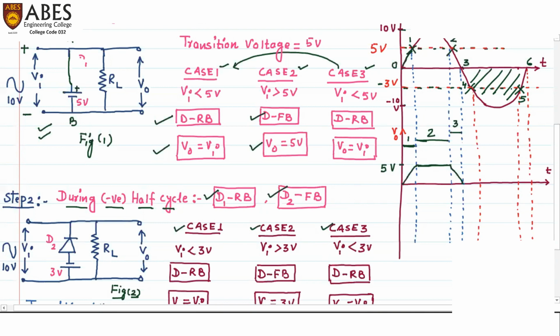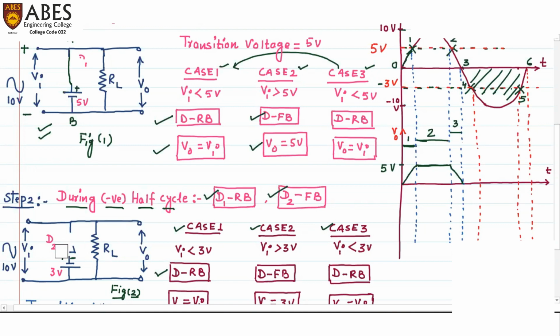Let's take case number 1 first. Here 3 volt is greater than Vi. 3 volt means battery voltage. The battery voltage is going to decide whether the diode will be forward biased or reverse biased. We can see the negative terminal of the battery is connected to the positive terminal of the diode. Therefore, this battery will make the diode reverse biased, and the same I have written in case number 1. And when the diode is reverse biased, it will behave like an open circuit.